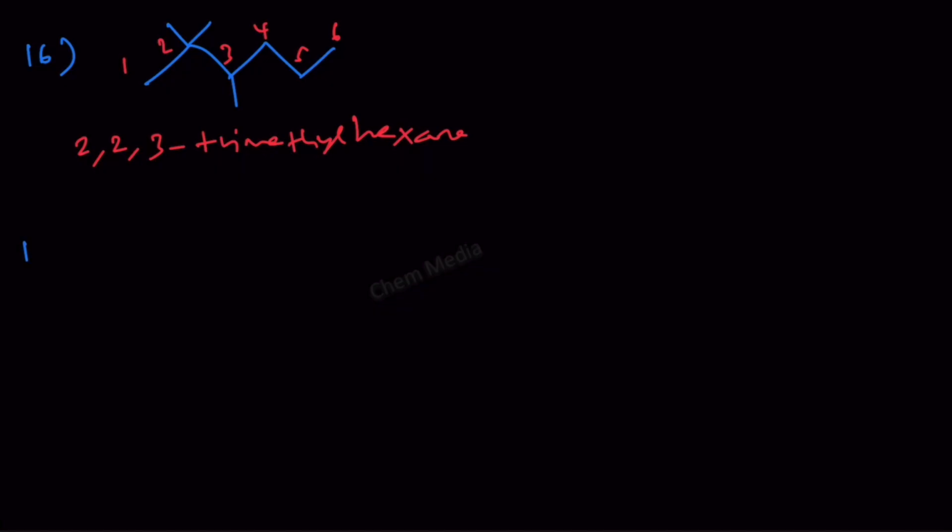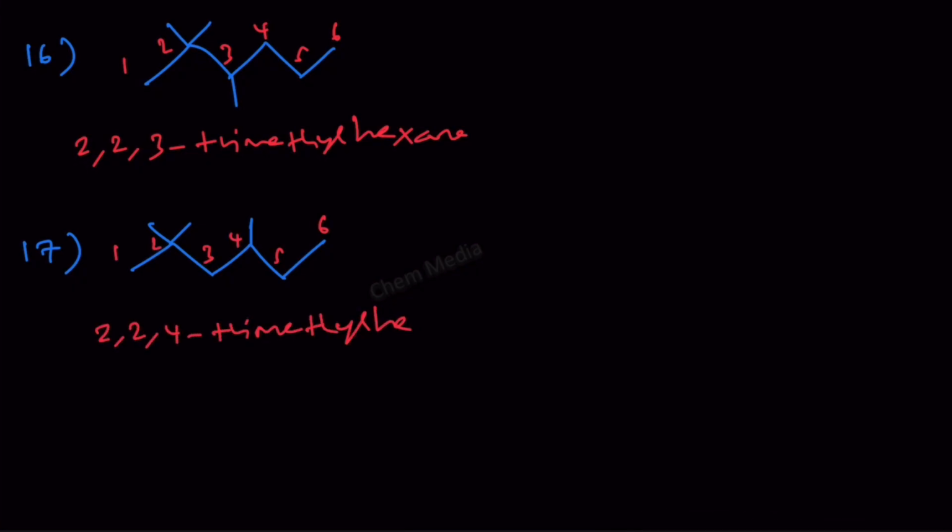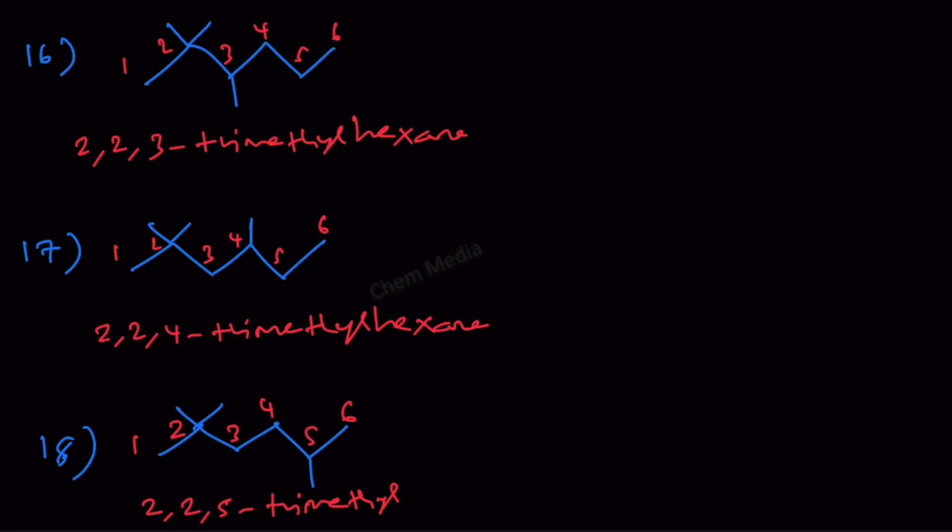And then number 17, 1, 2, 3, 4, 5, 6. We can also write 2, 2, 4 trimethyl hexane, isn't it? That is another isomer. This is 2, 2, 4 trimethyl hexane. And then we can also write 1, 2, 3, 4, 5, 6, 2, 2, 5 trimethyl hexane. That is another isomer. So this is 2, 2, 5 trimethyl hexane.